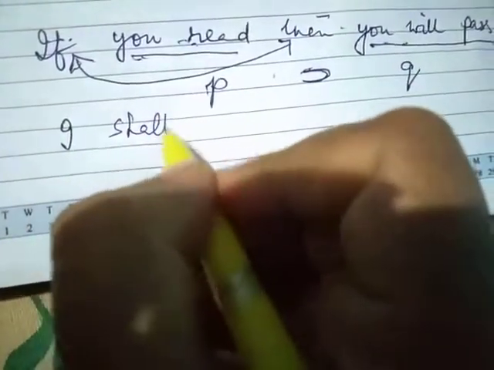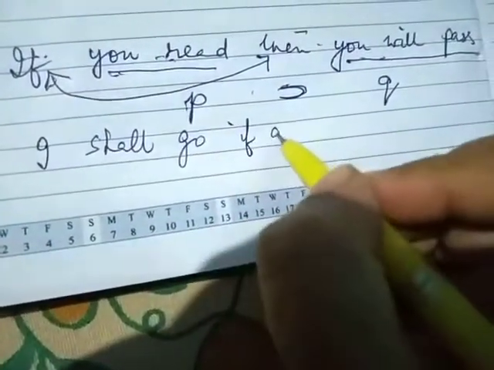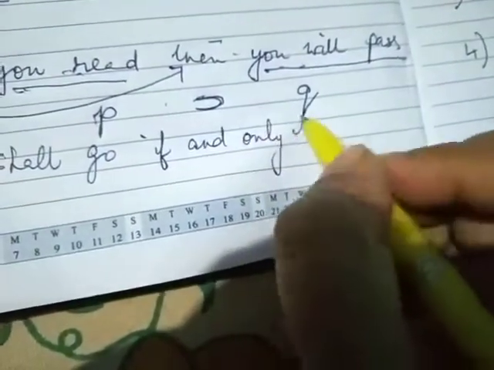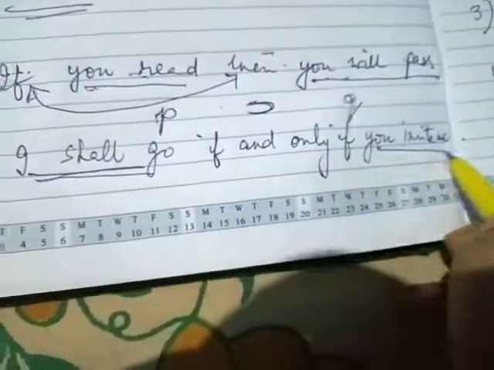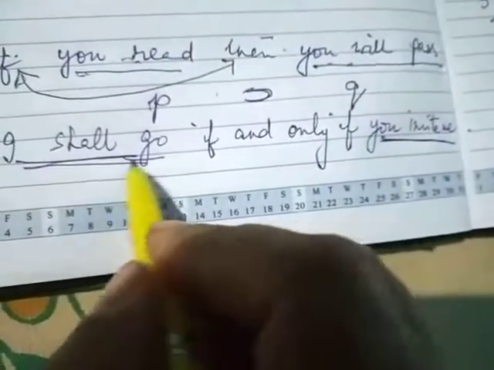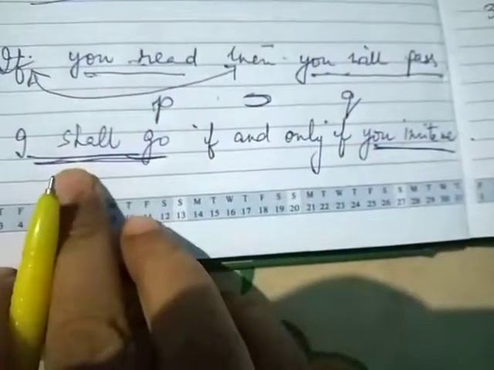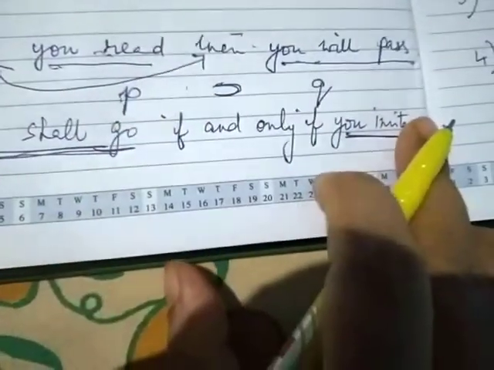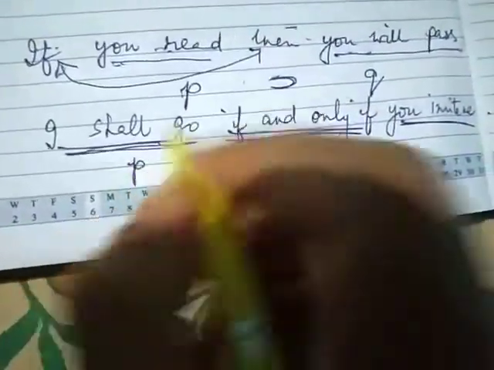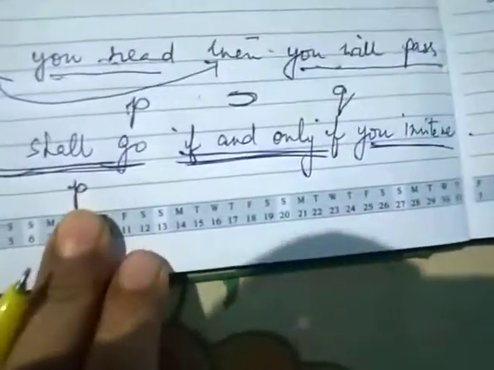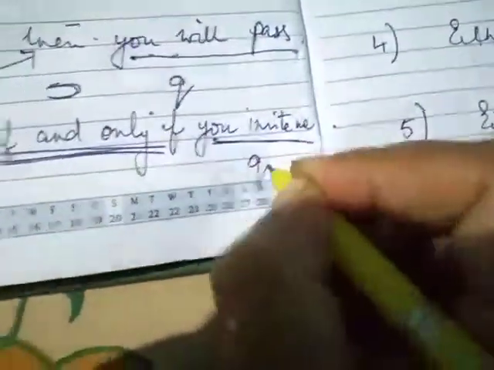I shall go if and only if you invite me. So again we have two sentences. See, don't mix the connective with the sentences. Carefully see which is the connective and which are the sentences. "I shall go" is one sentence, "you invite me" is another sentence, and this is the connective: if and only if. So for the first sentence I will write P and for the second sentence Q, and for if and only if, what will I give?